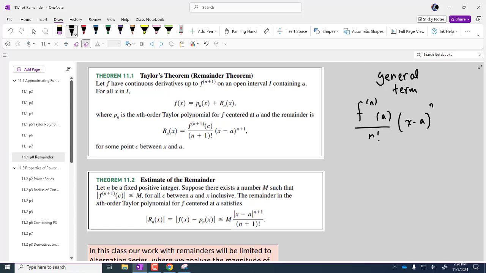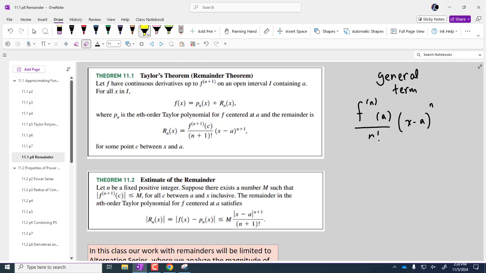Is this C? Yes, right? Normally we plug in a. Normally we plug in whatever the center is. So today we had a center that was 0, we plugged in 0. We had a center that was 1, we plugged in 1. Whatever the center is, you plug it in to get the next term.